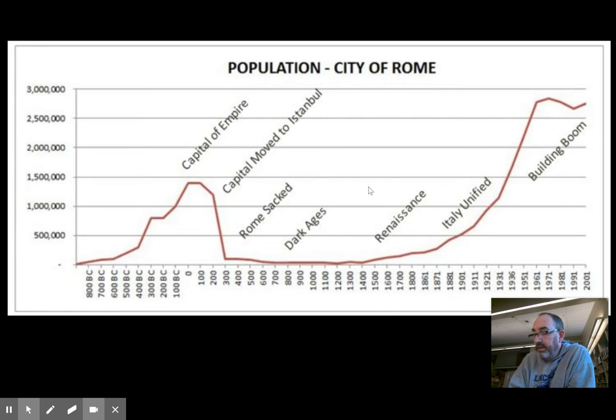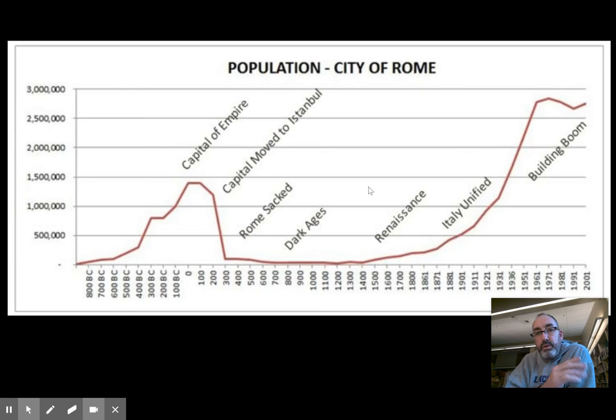Now, here are the populations of Rome. If you look at about 700 BCE, probably about 40,000 people lived there, so about the size of Pullman. But as it grew, by the time it became an empire, it was almost 1.4 million people. When Rome split into two, we had the eastern half and the western half. Constantine moved the capital to Constantinople. Here it's called Istanbul.